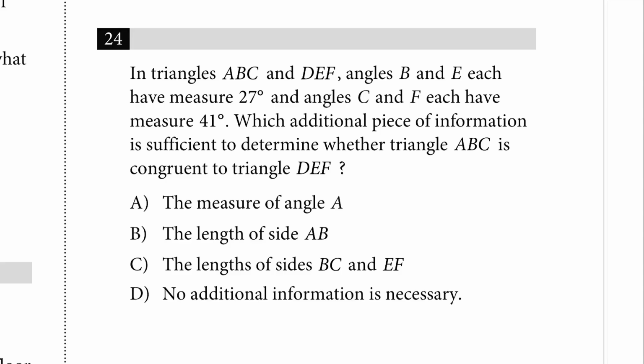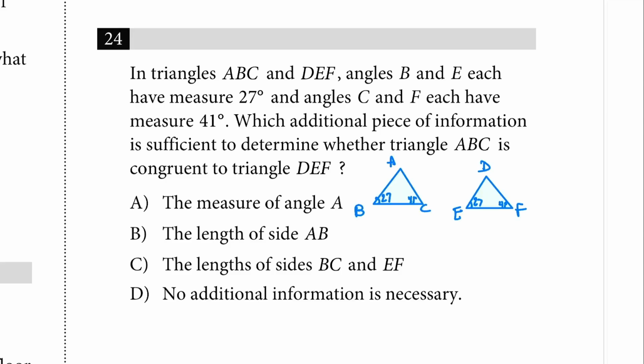In triangles ABC and DEF, angles B and E each have measure 27, and angles C and F each have measure 41. Which additional piece of information is sufficient to determine whether triangle ABC is congruent to triangle DEF? Now this goes back to geometry and triangle congruence, talking about side-side-side, side-angle-side, and so forth. So let's draw these out real quick to see what we've got.